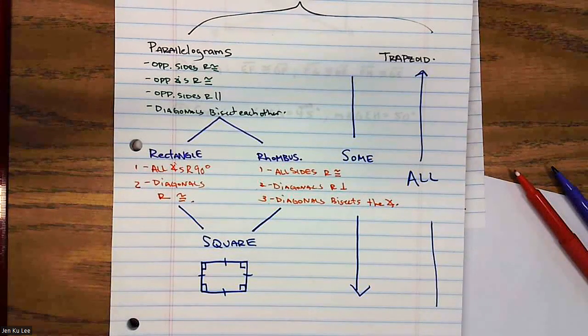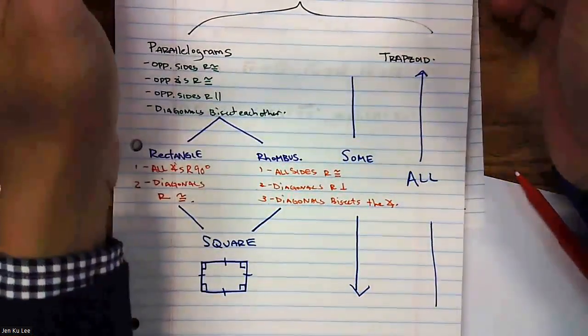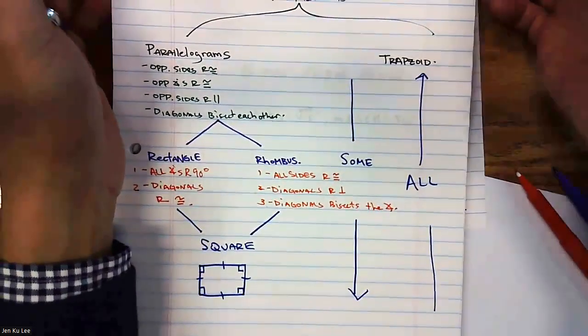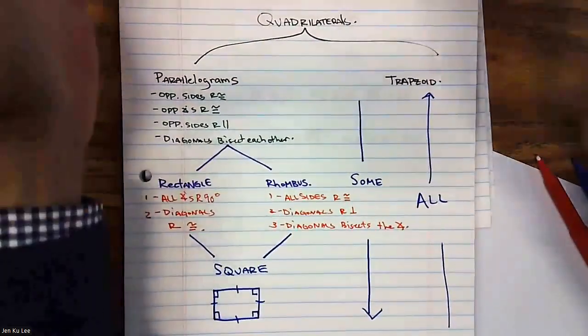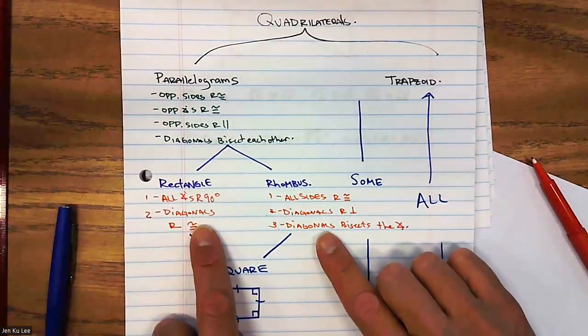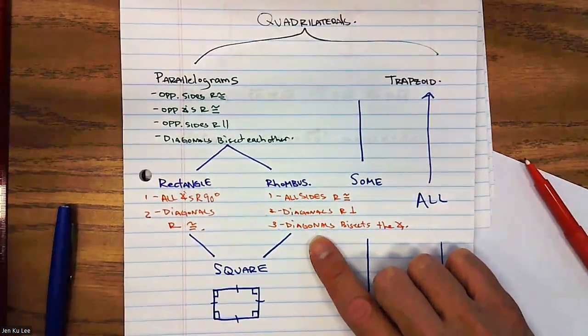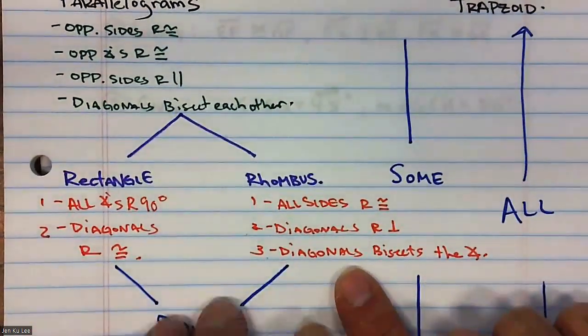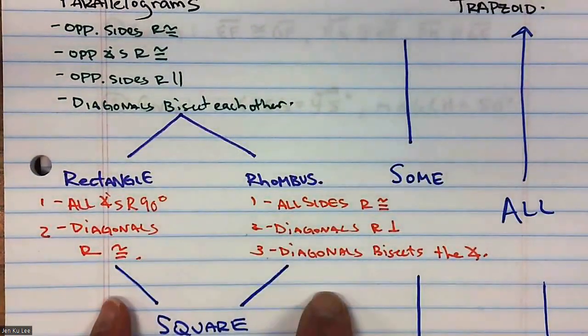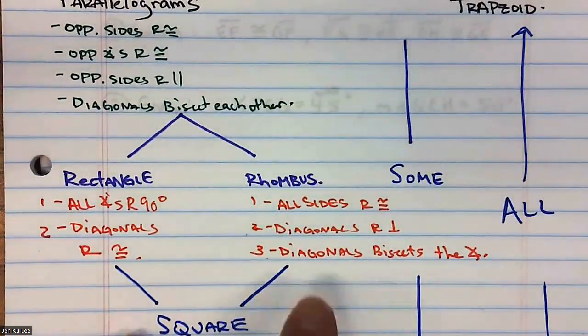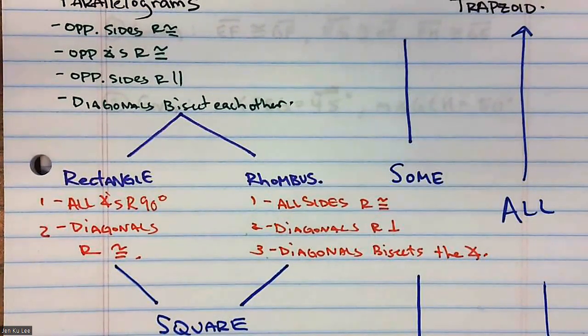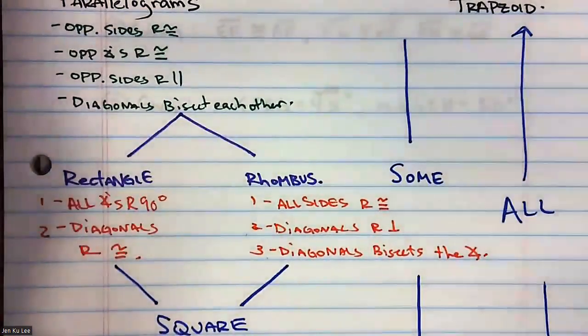All right? And that's the lesson for 15.7. Okay? So just take note of the diagonals are going to be key in classifying what quadrilateral you have. All right? And that is the lesson for 15.7.